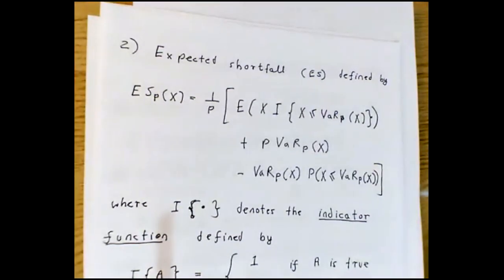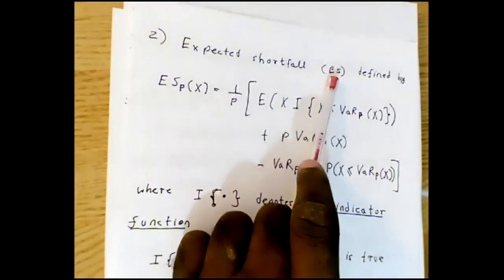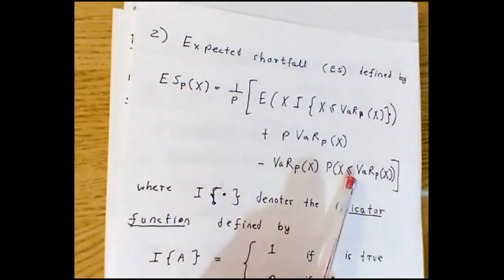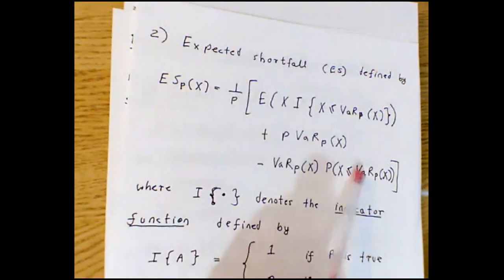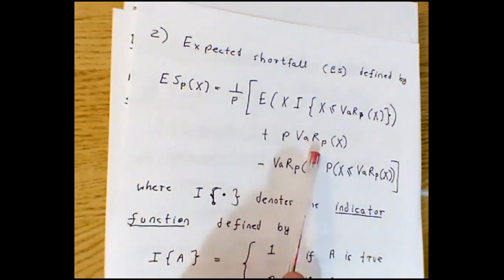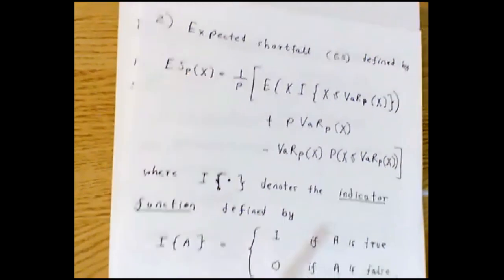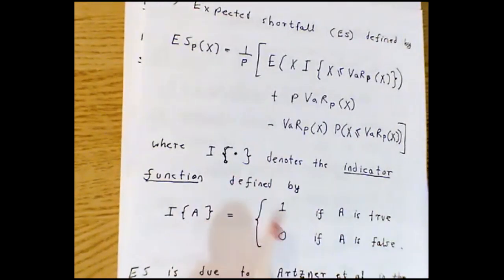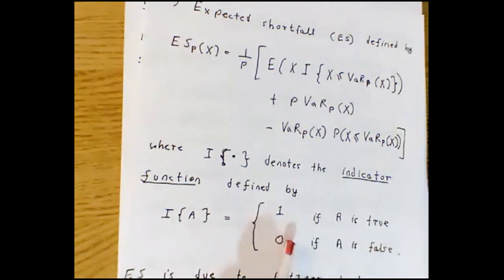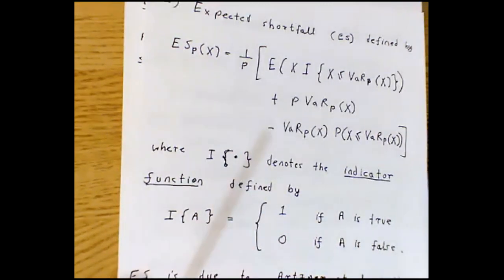The second most popular risk measure is expected shortfall, or ES for short, and is defined by this nasty looking expression. Don't try to remember this, all right? I will give you a simpler expression later on, where I denotes the indicator function taking these values. I think you guys have seen this before, probably in some of the courses you've taken in the past. So it takes two values, 1 or 0: 1 if the event A is true, 0 if A is false, right?